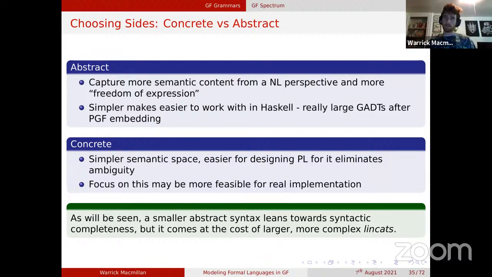If you have a really simple abstract syntax, then you're going to have a more elaborate concrete schema. So that's what I'm saying here. And maybe it's my belief that this is more feasible for real implementation, because if you end up having thousands of categories in a grammar to capture all this semantic nuance, it's going to be impossible to parse, or too ambiguous, or any number of things.